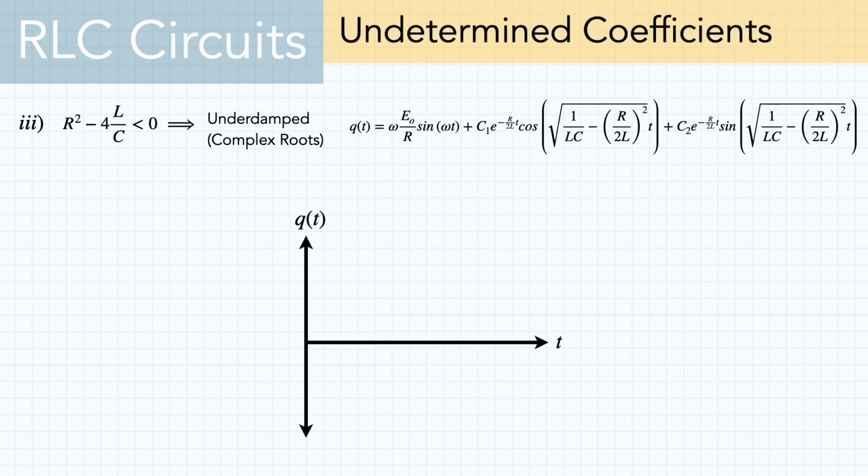Let's look at the graph, and similarly here, as we would expect from an underdamped system, the oscillation starts, but the amplitude slowly decreases until it reaches a steady state, which is just the cosine graph for the AC.